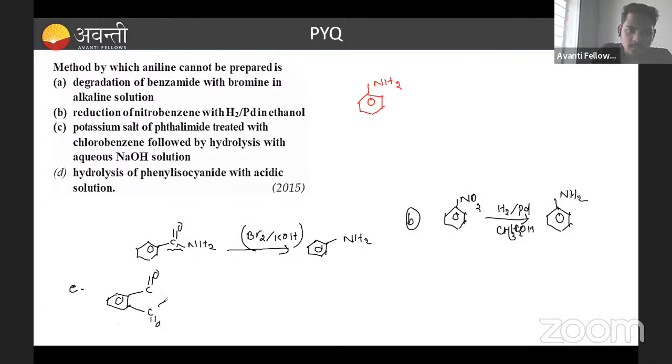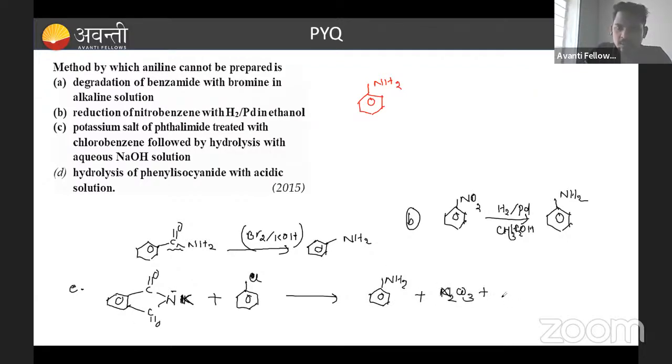This is potassium salt. Okay, and after that we are taking this one, Cl. Okay, so we are expecting the answer should be like this: NH2 plus K2CO3, okay, plus H2O.